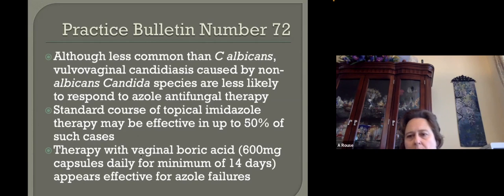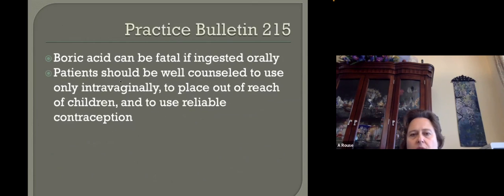These have to be compounded though, so it has to go to a compounding pharmacy. But usually a 14-day supply out of pocket is about $40. So for someone who doesn't have insurance coverage, that is probably more cost-effective than some of the other options. However, boric acid can be fatal if ingested orally. So you've got to make sure your patients are aware of that risk.